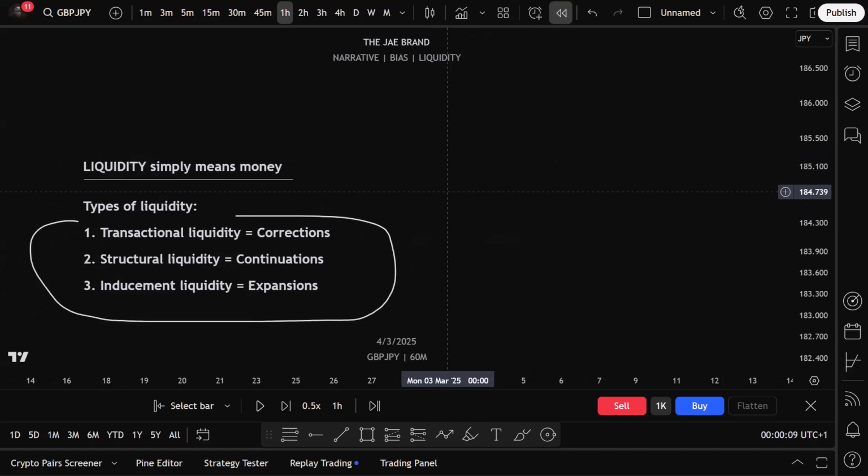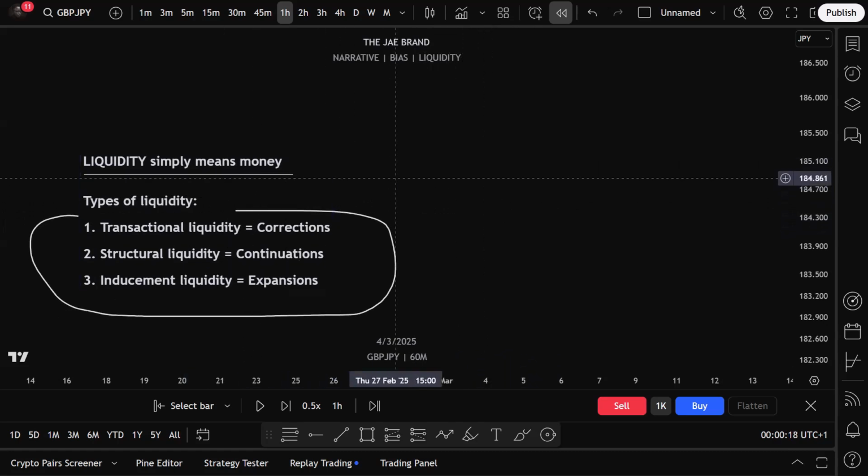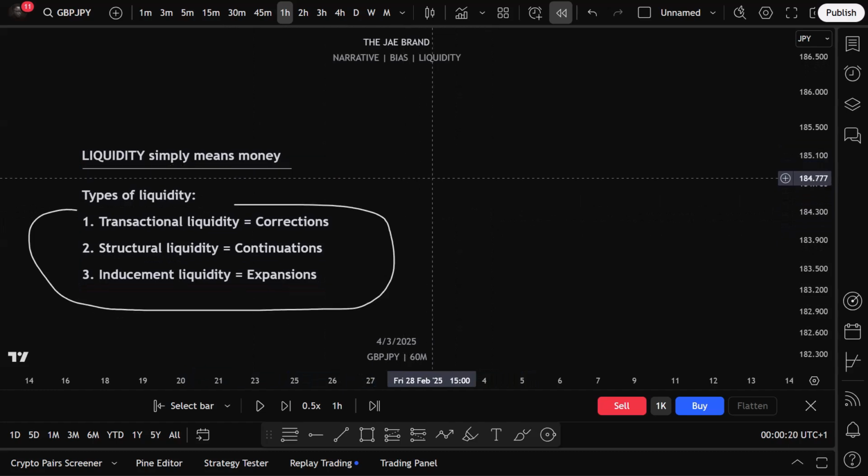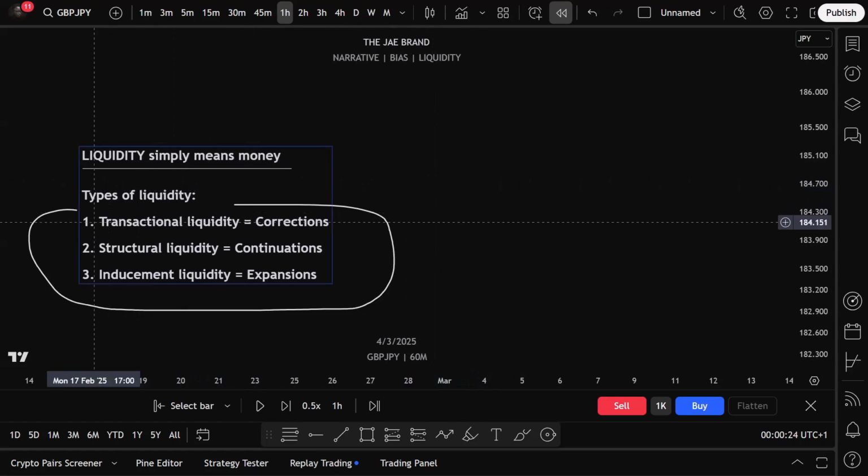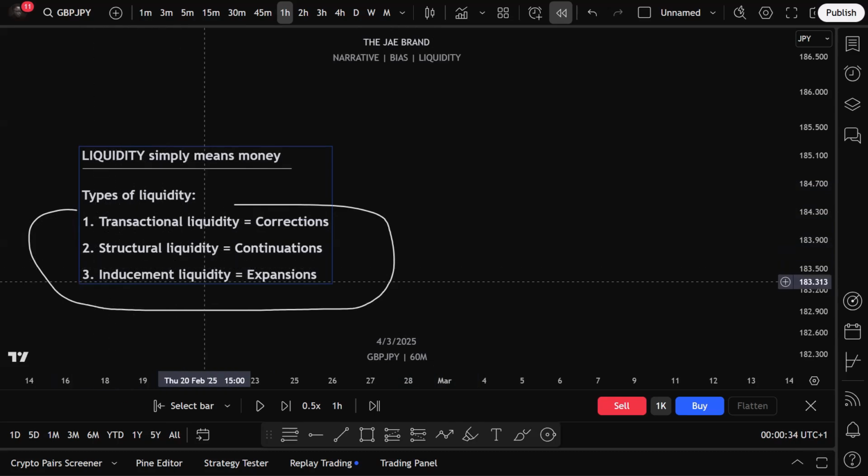This is the real concept of liquidity. Shun every other thing you've heard about liquidity. As we progress in this video, you'll get a proper understanding. So liquidity means money, and we have only 3 types of liquidity. We are going to be talking about the first one, transactional liquidity. We have structural liquidity, and then we have inducement liquidity.